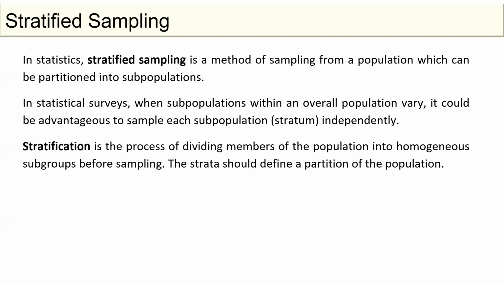In statistical surveys, when subpopulations within an overall population vary, it could be advantageous to sample each subpopulation, that is, stratum, independently. Stratification is the process of dividing members of the population into homogeneous subgroups before sampling. The strata should define a partition of the population.